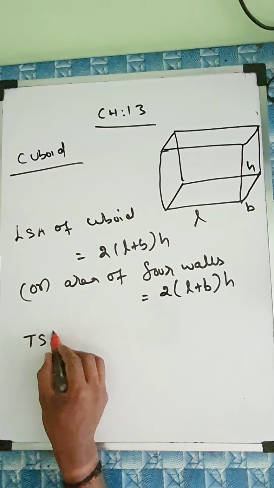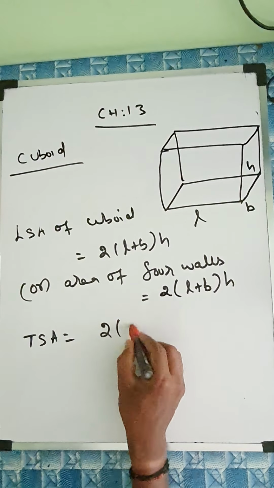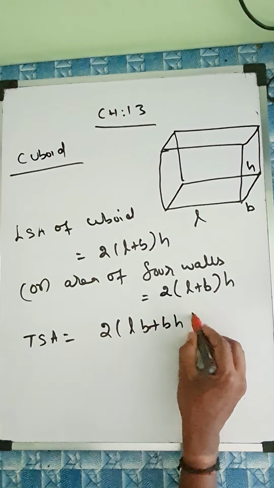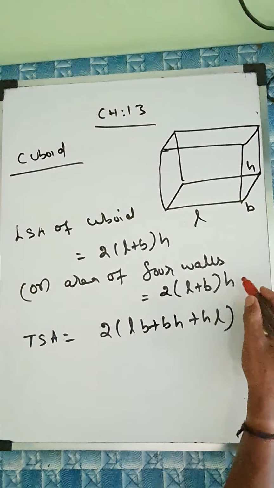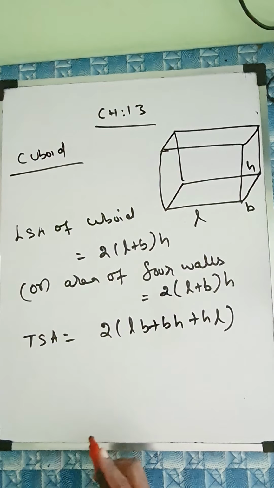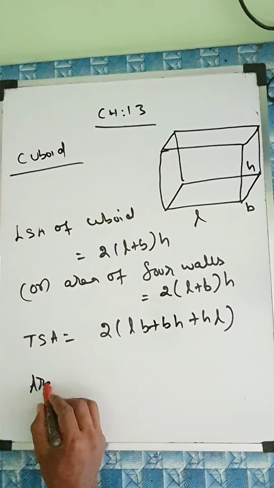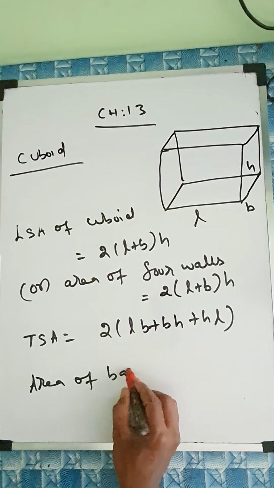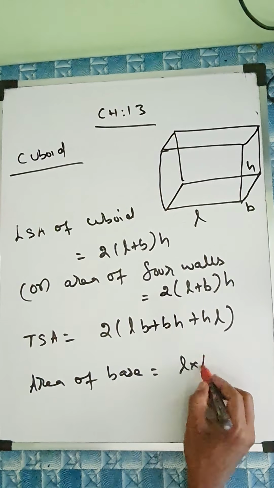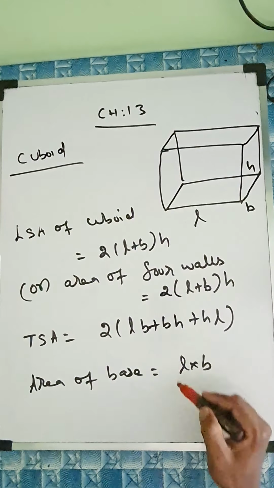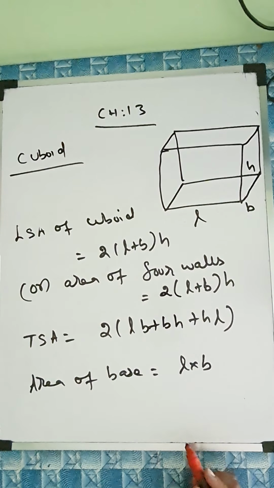Again, TSA of cuboid is 2 bracket LB plus BH plus HL, square unit. This is square unit. And area of base is length into breadth, since it's a rectangle, so we can say L into B. So that is for the cuboid. And next one is cube.